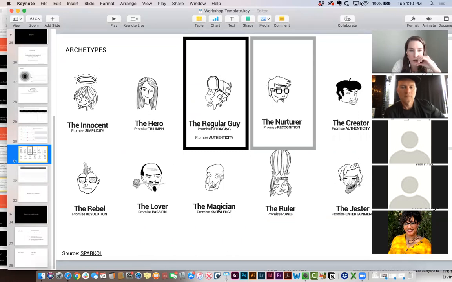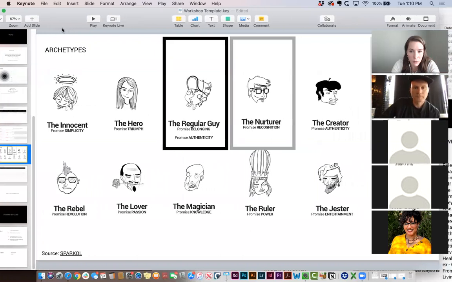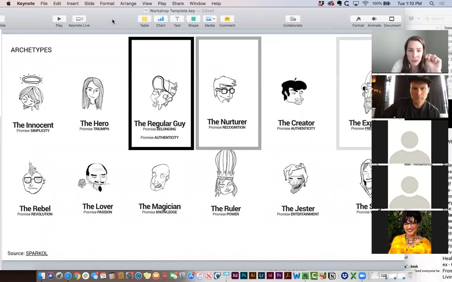Archetypes, this was taken from Sparkle. If you go to Sparkle, you'll see all these archetypes. I don't know about copyright issues here. I probably should have my own illustrations here. That'll happen. So FYI for you guys too.